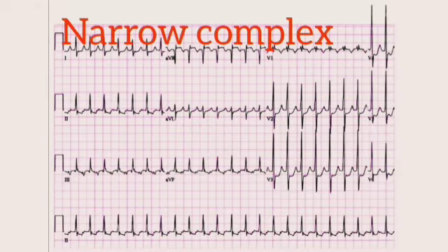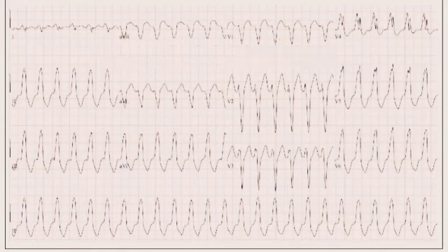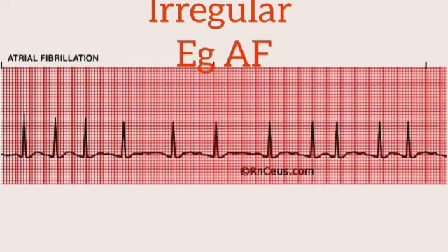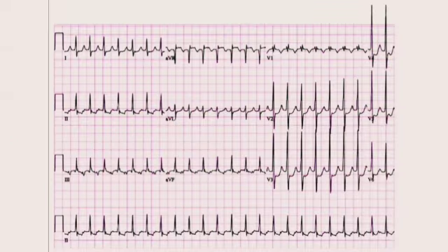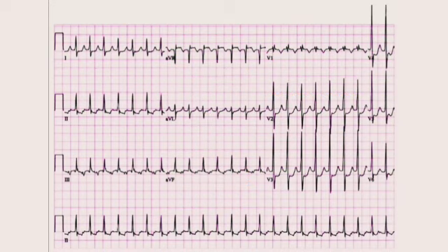Look whether it's a narrow complex or wide complex. If it is narrow, look whether it's regular or irregular. First we will discuss about narrow complex regular tachycardia. It includes sinus tachycardia, SVT, atrial flutter, junctional tachycardia, etc.